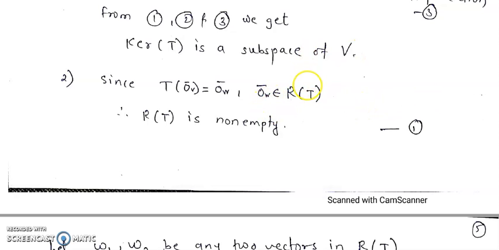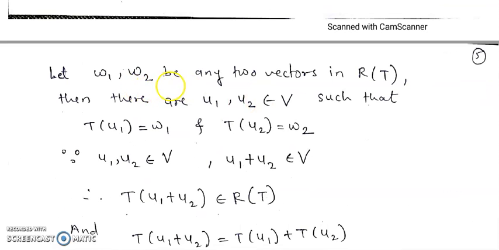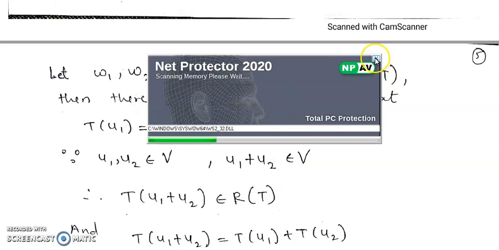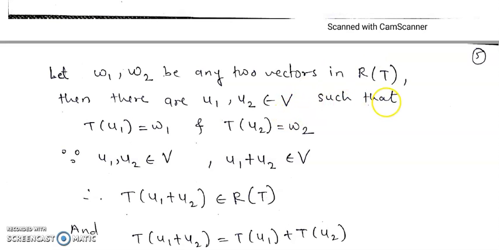Now we prove that range of T is a subspace of W. Now since T of zero vector in V equal to zero vector in W, zero vector of W belongs to range of T, and therefore range of T is non-empty. Now let w1 and w2 be any two vectors in range of T. Then by definition of range of T, there are u1, u2 belongs to V such that T of u1 equal to w1 and T of u2 equal to w2.